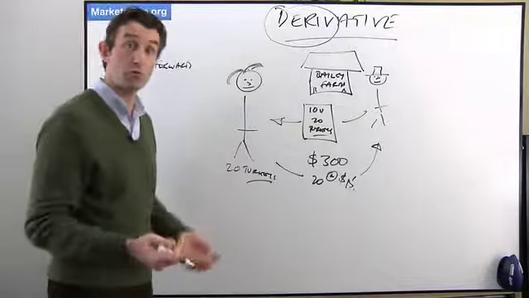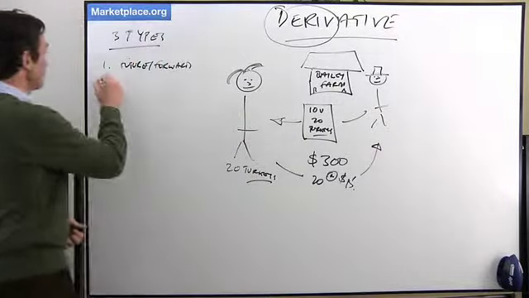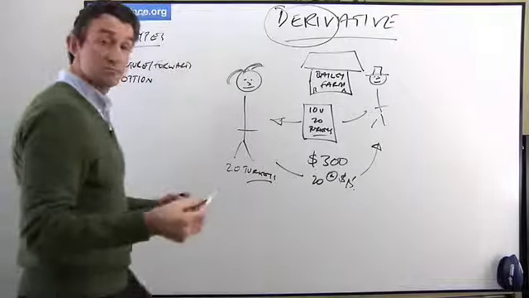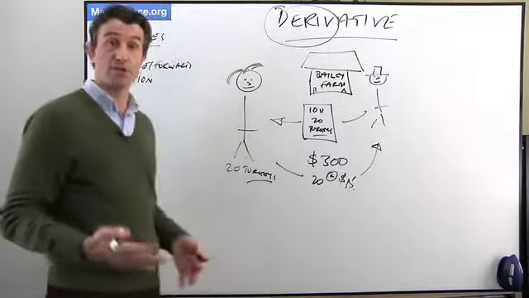Hence, it's a future or a forward contract. Okay, the second type we have is called an option. And an option is the option that gives the buyer the option to buy or sell something.